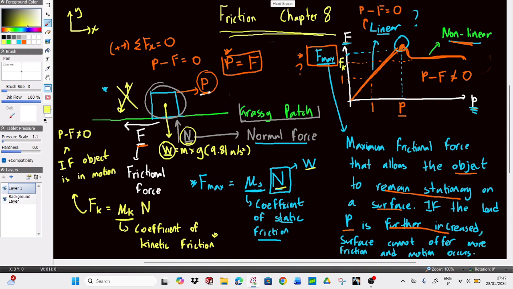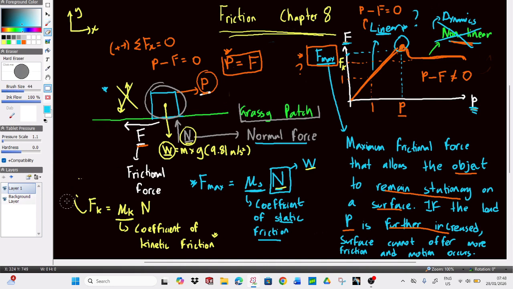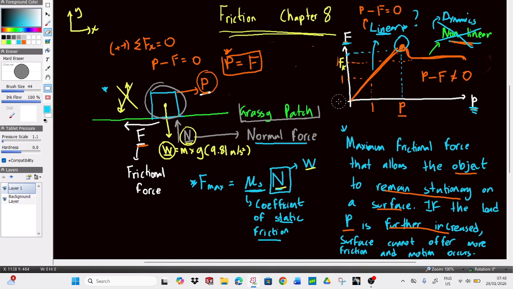So for our case of statics, we're actually more interested in the linear region. We're not really interested in the non-linear case. This is more towards dynamics, which you will probably be covering in the next semester, right? So I'm going to erase the kinetic case, we don't really need it, and I'm also going to erase this as well.